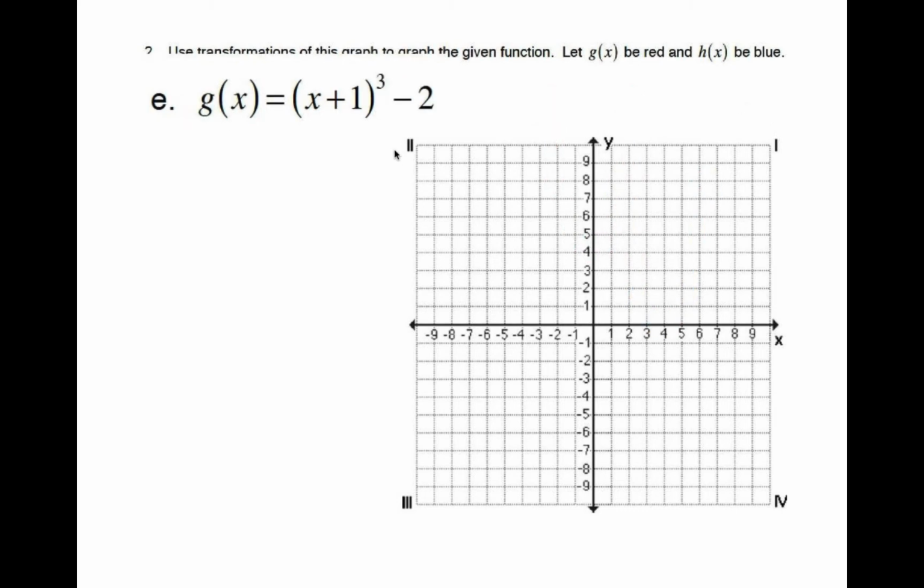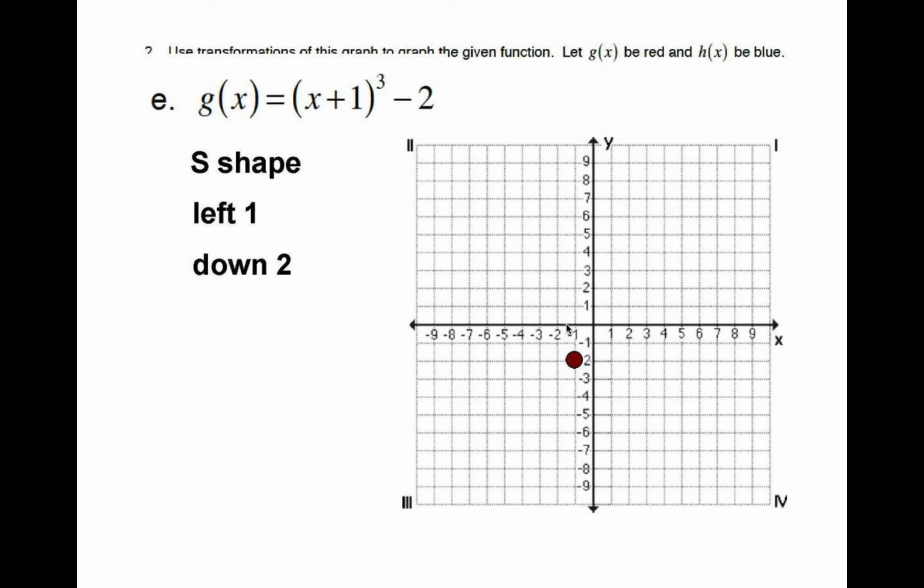Okay, next one. This is not an absolute value, so it's not V-shaped. It's not squared, so it's not U-shaped. It's cubed, so it's S-shaped. There is no flip, and then we do opposite same. So I'm going to go opposite of +1 would be left 1, and then down 2 for same. So starting at 0, 0, you're going to go left 1, down 2. That's going to be our point of inflection or vertex that we count from.